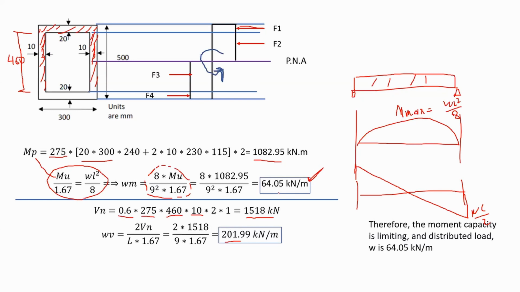So in here, as given to me from the equations, based on the moment, it can take up to 64 kilonewton per meter. But based on the shear, it can take up to 201 kilonewton per meter distributed load. Now, which one am I going to consider as a distributed load? I will consider the smallest one, because obviously if I exceed the 64 kilonewton per meter, the member would fail. It won't even reach 201. Therefore, the moment capacity is limiting, and distributed load is equal to 64.05 kilonewton per meter.